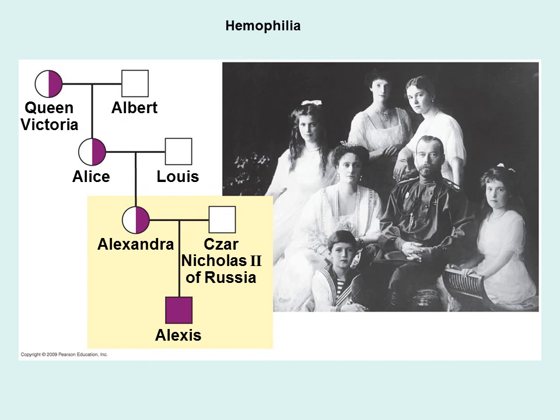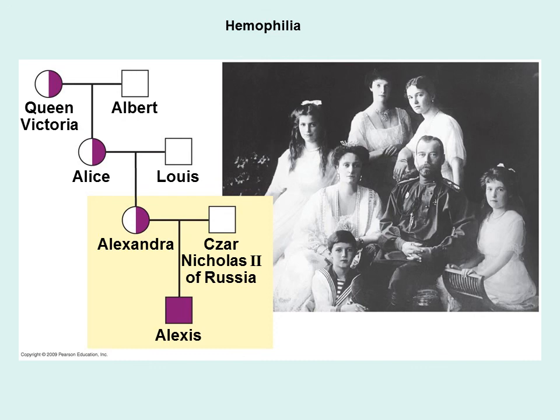That's why only the circles are not colored in. She was a carrier. Where did she get her gene from? From her mother, Alice. She did not get it from her father. How do you know that? Because if he had had the hemophilia gene, he would have had hemophilia, and he did not. So you know it had to come from her mother, Alice.